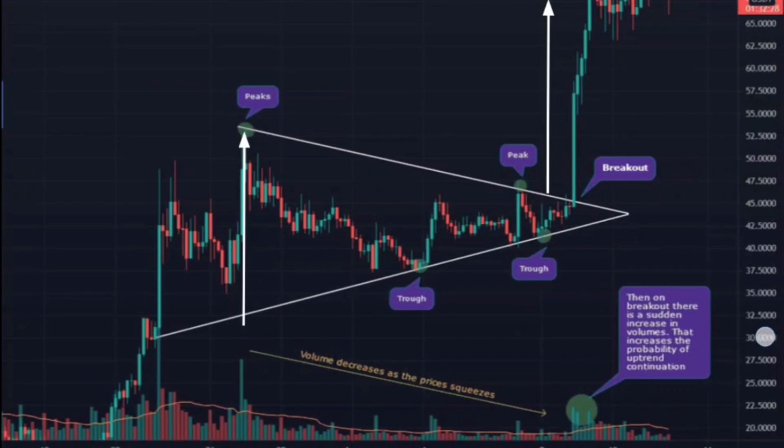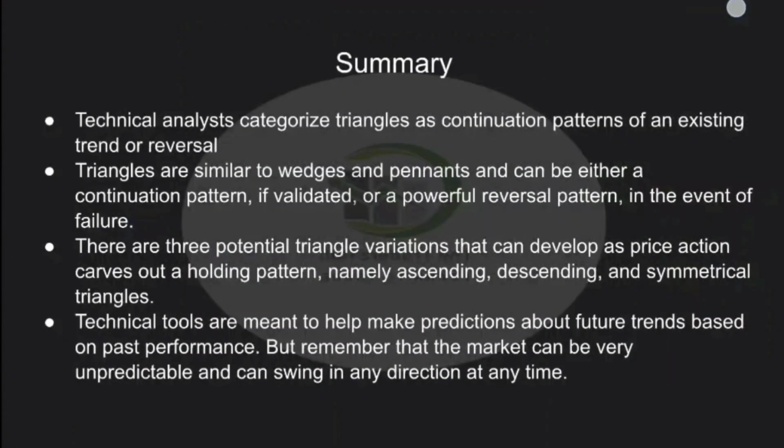So we have already covered all three patterns. Now let's summarize. Technical analysis categorizes triangles as continuation patterns of an existing trend or reversal. Now the most important point. Triangles are similar to wedges and pennants and can be either a continuation pattern if validated or a powerful reversal pattern in the event of failure.